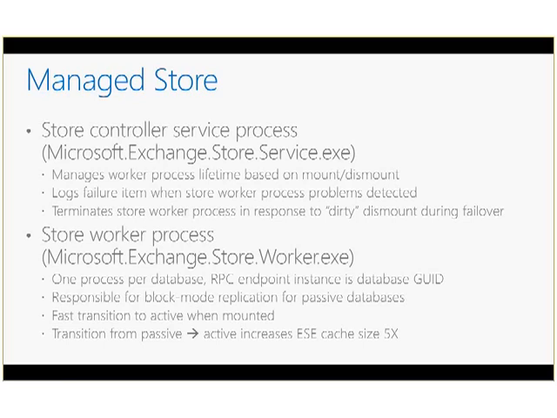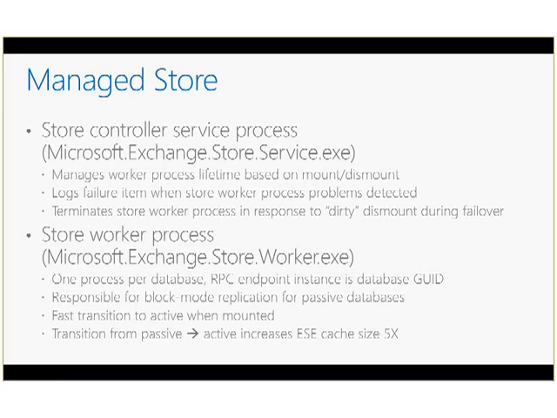So now if we have a problem where, let's say you have a poison message that crashes the worker process for a particular database, we'll only have to restart that database instead of restarting every database on the server, which in the past would have affected every single user. So the controller service is in charge of handling the worker processes, telling them what to do, terminating them if they see a dirty dismount during failover, logs all the failures into the various components on the system, and manages dismounting and mounting on the worker processes.